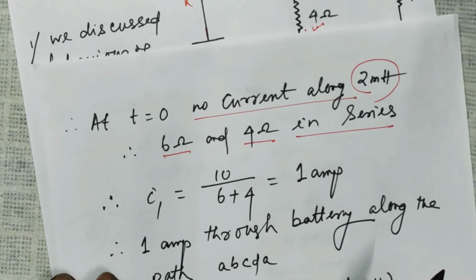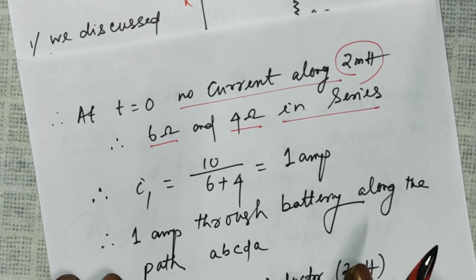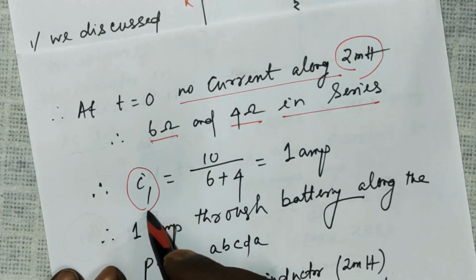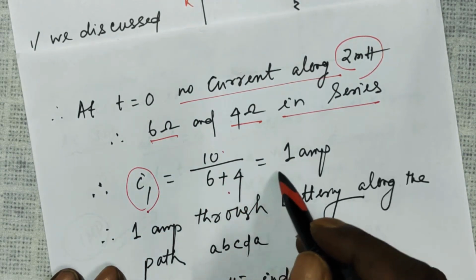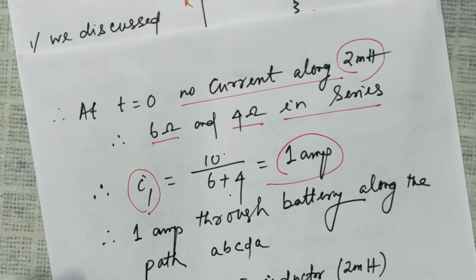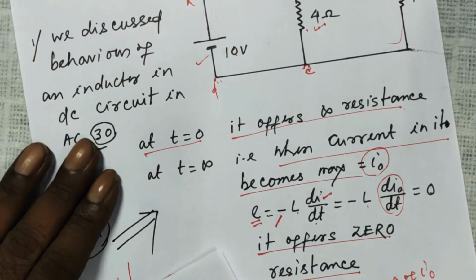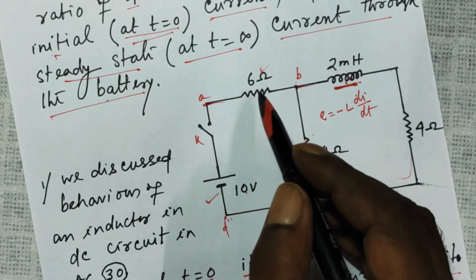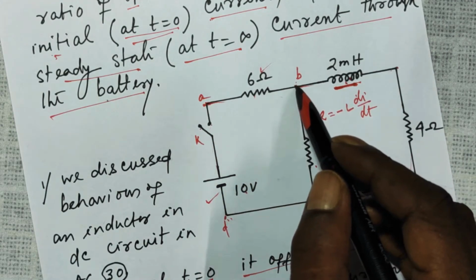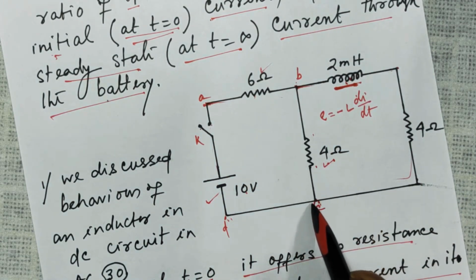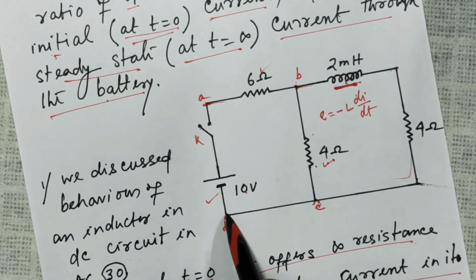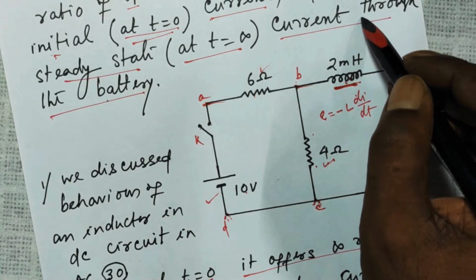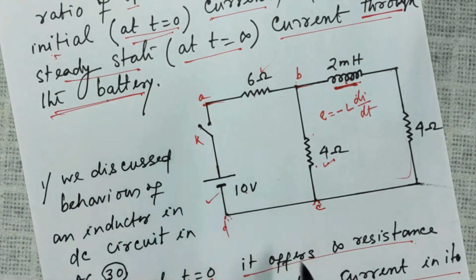So the current at t is equal to 0, as per the question, it says the current is I1 at t is equal to 0. So voltage over total resistance, that is 1 ampere. So at t is equal to 0, when this key is just turned, 1 ampere starts from here, the same 1 ampere passes through this, the same 1 ampere passes through the battery, right? Because it has asked to find the current through the battery.